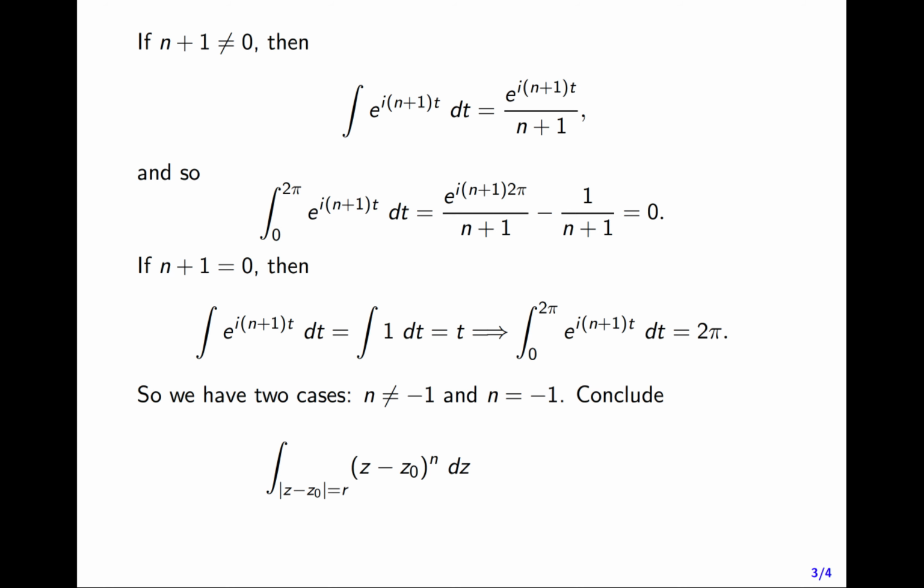And we conclude that the integral over the curve modulus of z minus z0 equals r of z minus z0 raised to the power n is equal to 0 for n not equal to minus 1 and 2 pi i for n equals minus 1, going back to our formula on the previous slide. And we will use this value of this very special integral quite a lot throughout the course, so it is worthwhile committing to memory.